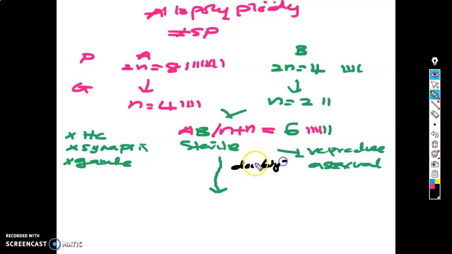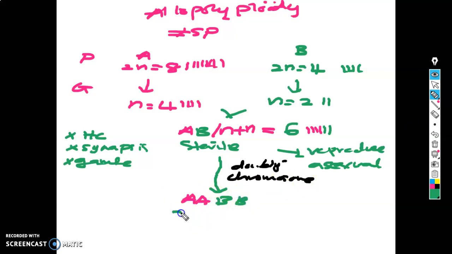To go from sterile to fertile individuals, they have to undergo chromosome doubling. I repeat, chromosome doubling. I cannot write properly. This chromosome doubling will cause the formation of AA and BB.